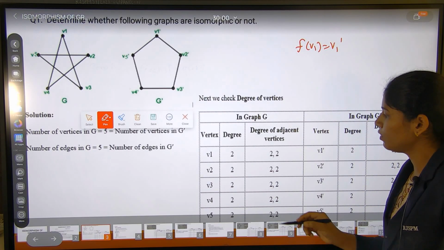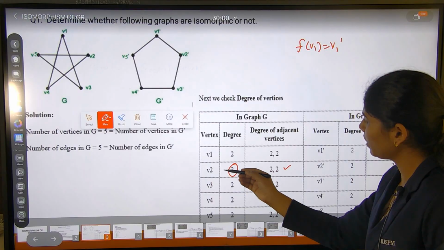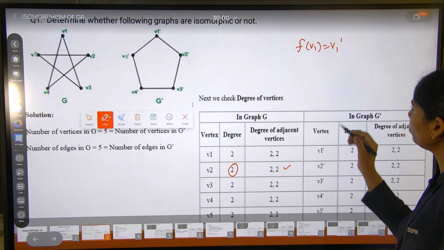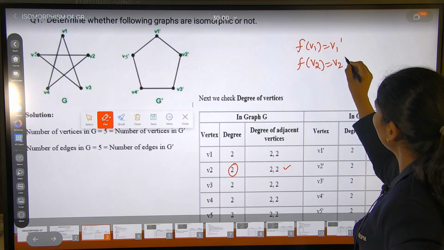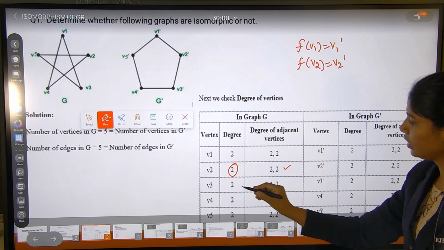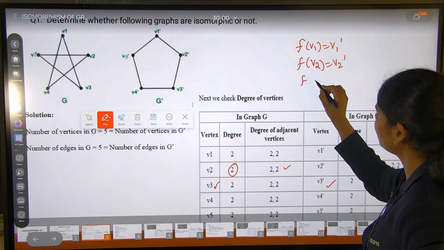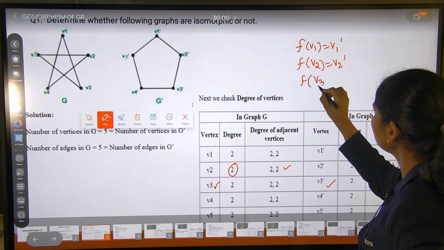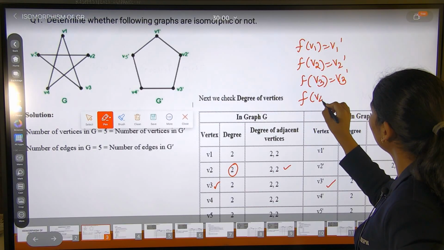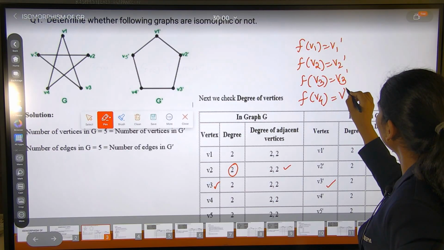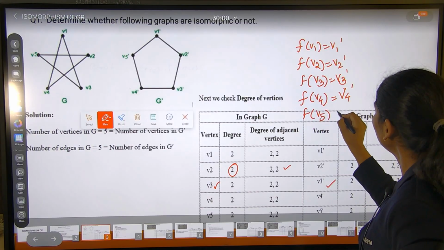Now check for V2. V2 has degree 2, adjacency 2, 2. So we can map V2 to V2 dash. Therefore f of V2 equals V2 dash. Again we can map V3 to V3 dash because its degree and the degree of adjacent vertices are the same. Same for V4 and V5. So we can map V4 to V4 dash and V5 to V5 dash.